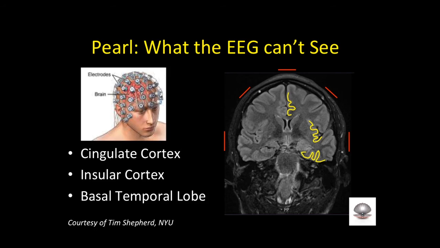Another pearl is what the EEG can't see. This is an area you should really look and scrutinize on the FLAIR. So where the EEG can't see, because it's surface electrodes, is the deep parts of the brain. So the interhemispheric fissure involving the cingulate cortex, the insular cortex covered by the operculum, and then the basal temporal lobes.